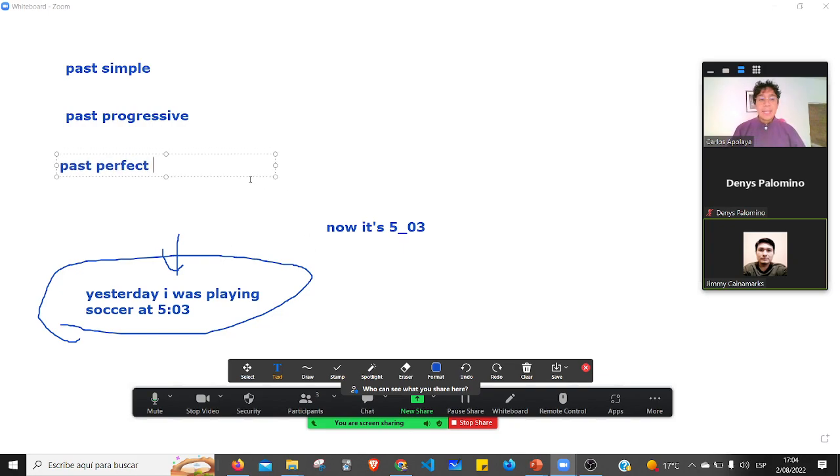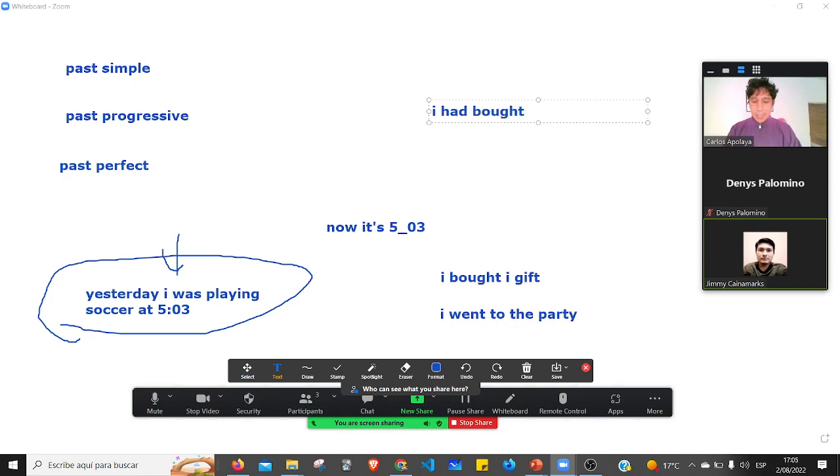And then we have here the past perfect. The past perfect is the past of the past. For example, I say, I went to the party. I bought a gift and I went to the party. So you can say, I had bought a gift and then I went to the party. Is that okay?